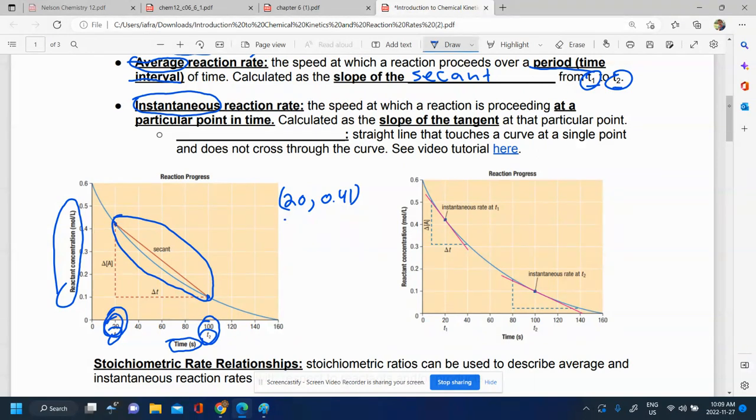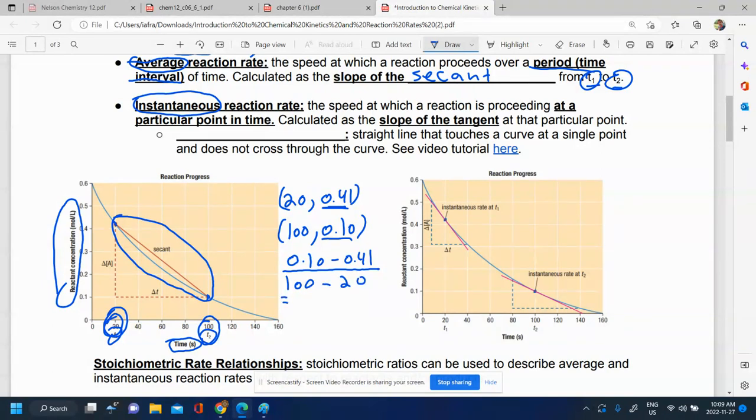And then our second point at 100 seconds, our concentration is about 0.10 moles per liter. So what we can do is we can simply do our slope, which is going to be our y2, which is 0.10, minus our 0.41, because that's our y1. And we're going to do that divided by our x values. So x2 was 100 minus 20 over here.